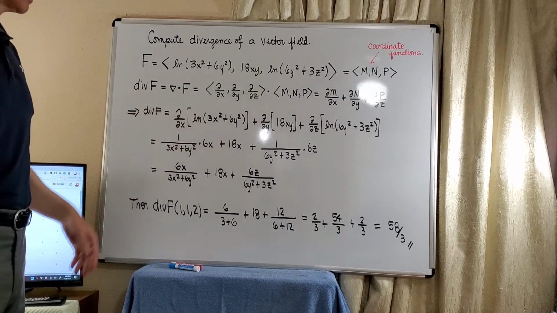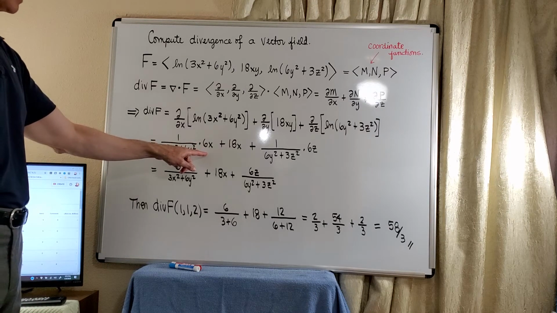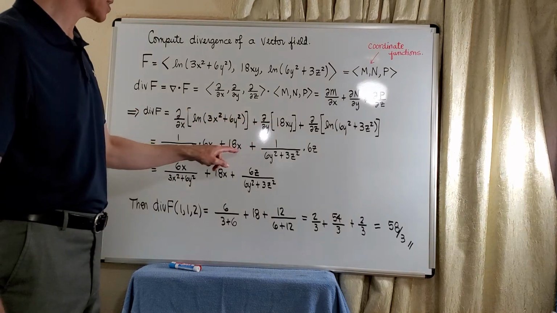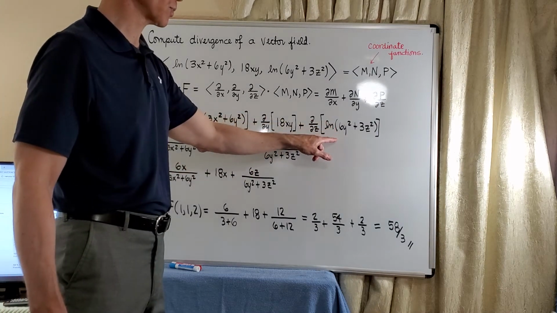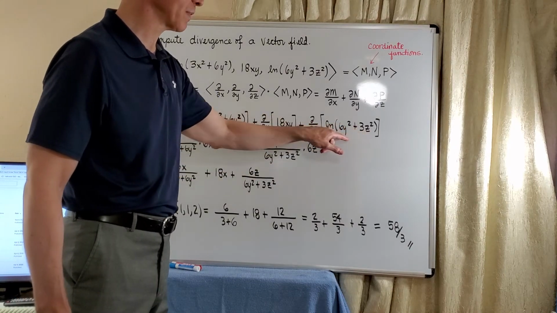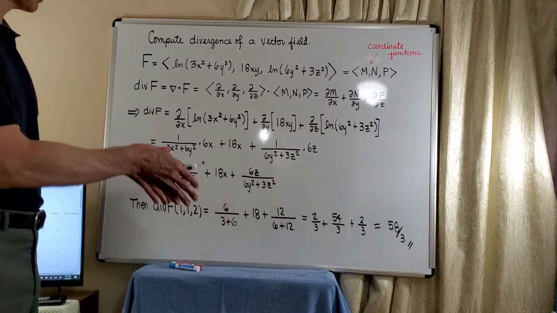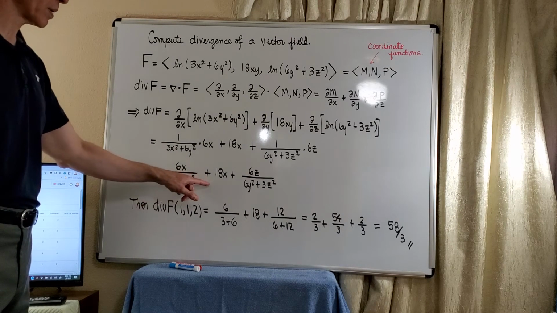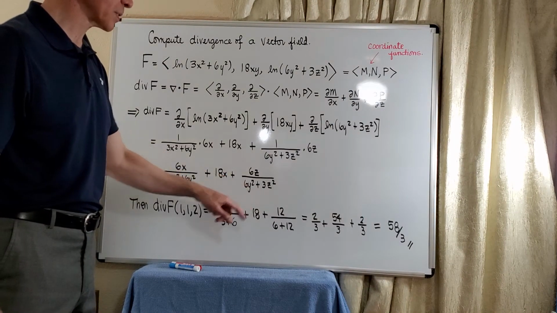Now, using our knowledge from Calculus 1, we reciprocate, then multiply by the derivative with respect to x, which is 6x. Here we just get the partial with respect to y, which is 18x. And here, with respect to z, we reciprocate the argument and then multiply by the derivative of the argument with respect to z, which is 6z. If you push everything together, we get 6x over 3x squared plus 6y squared, plus 18x, plus 6z divided by 6y squared plus 3z squared.